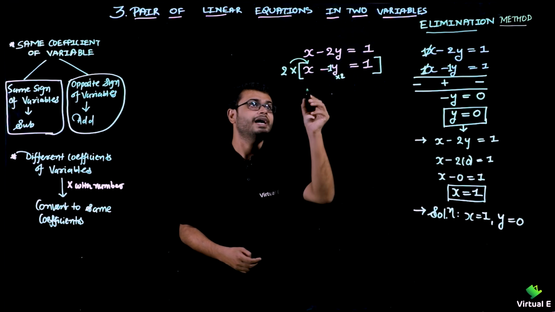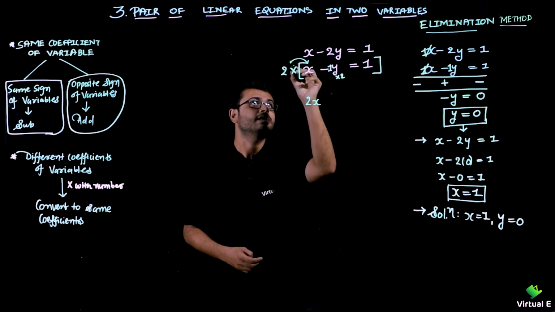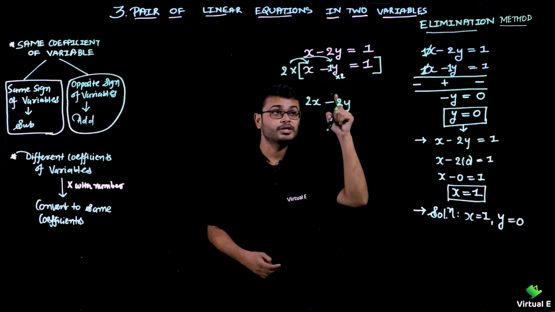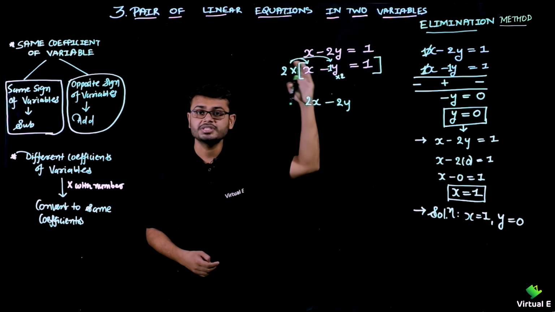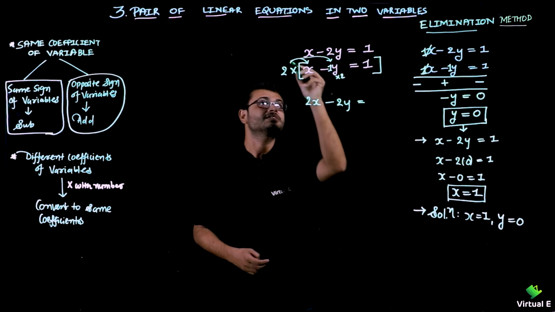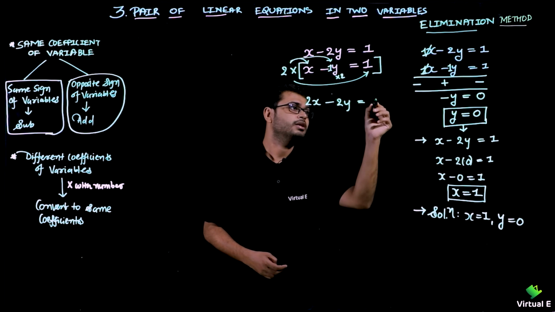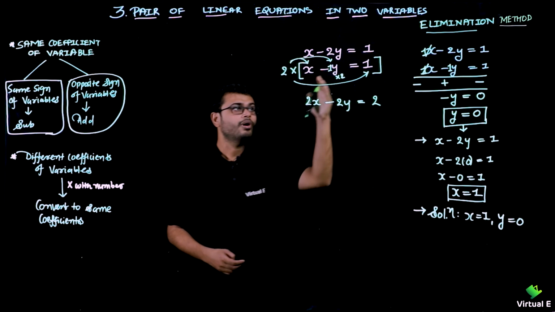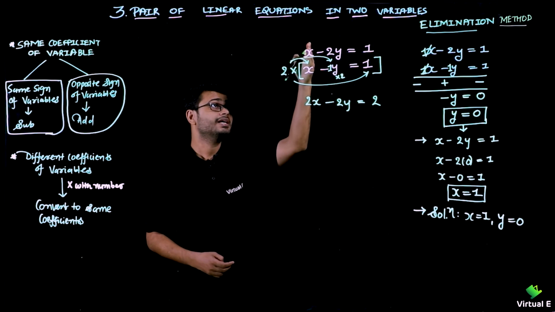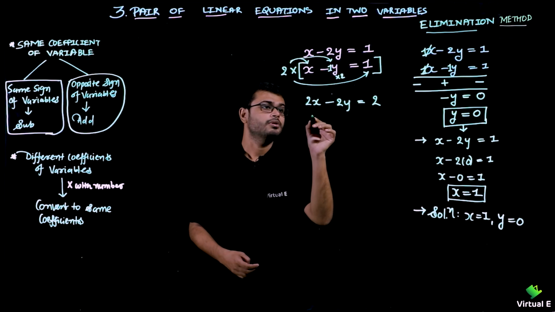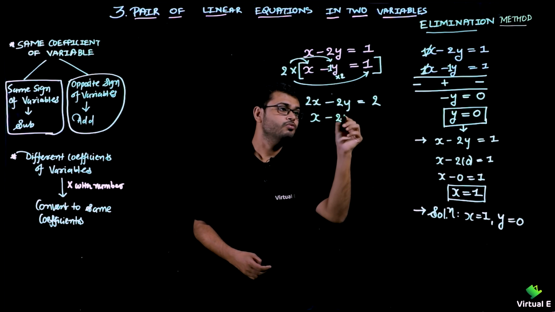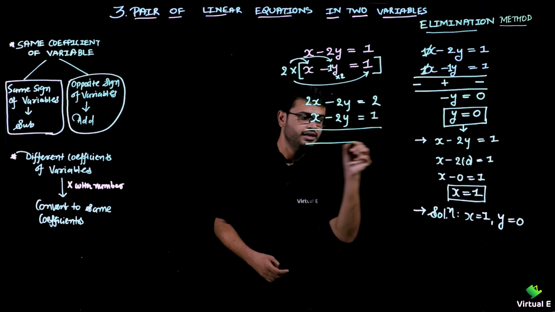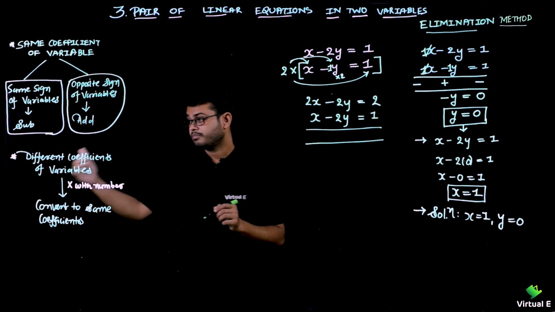2 will be multiplied with x, so that's 2x. Then 2 I am going to multiply with y, that is minus 2y. This is the main reason we are multiplying 2. Remember that we want to make coefficients equal, right? And the same 2 I am going to multiply with 1 as well. So 1 into 2 will give me 2. So this is how the modified equation I have got. Now let me take the first equation down as well. So x here, then minus 2y, then is equal to 1. So my first process is done.